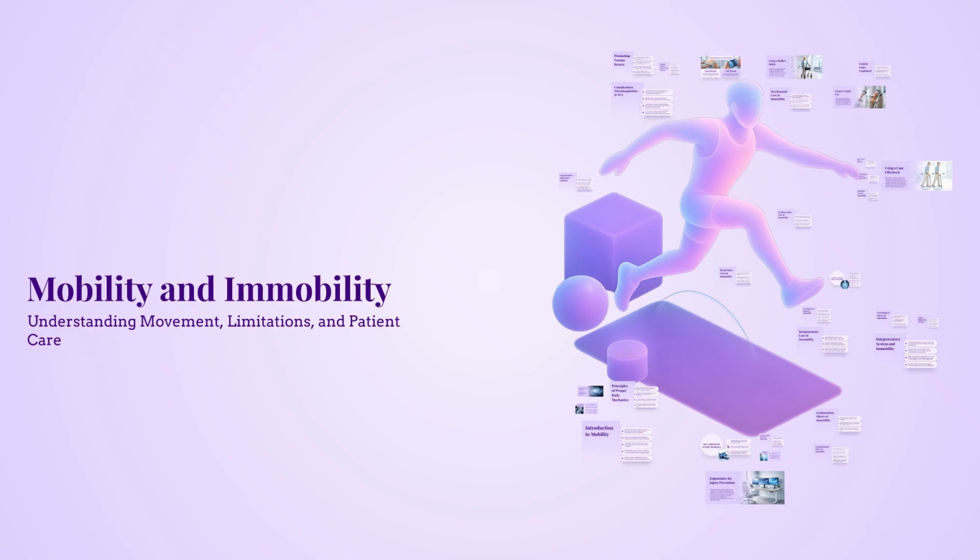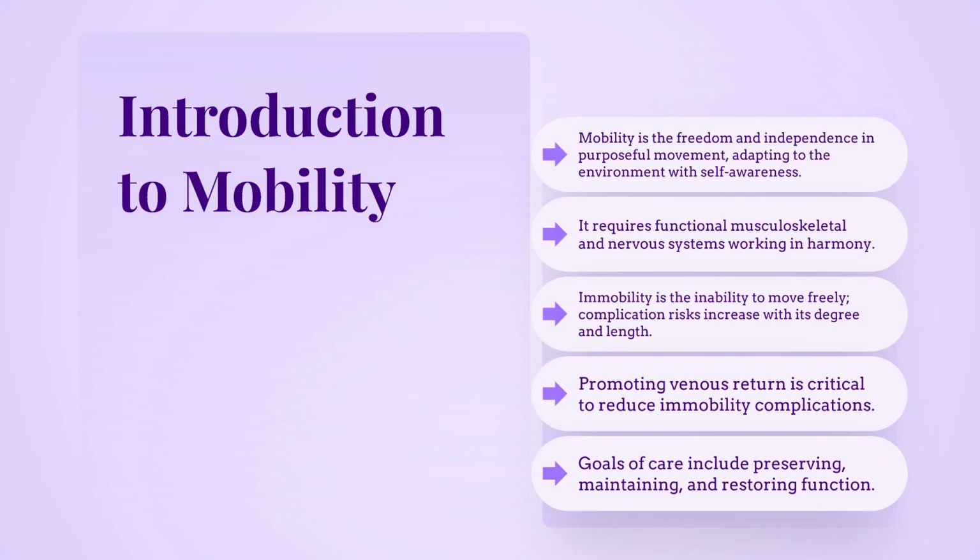Guys, so this lecture is going to focus on mobility, immobility, and all the things that immobility can cause to go wrong for a patient. So mobility is the freedom and independence and purposeful movement. It's the ability to adapt to the environment and the awareness you have of that adaptation. In order to have mobility, you have to have a working musculoskeletal system and your nervous system, and they have to be working together. If they're not working together, it's going to limit your mobility and put you at higher risk for some immobility related comorbidities.